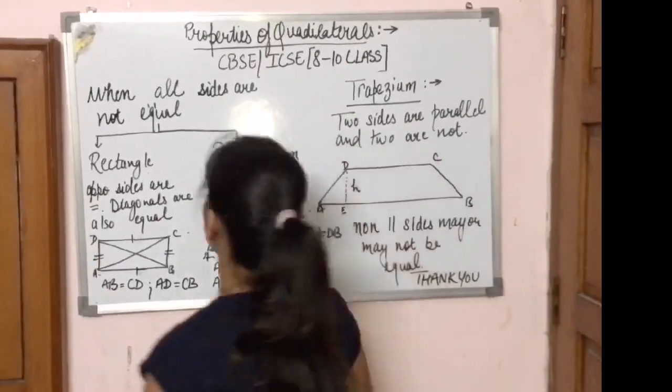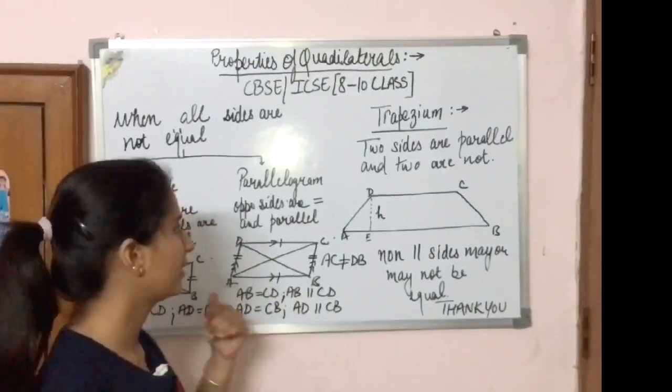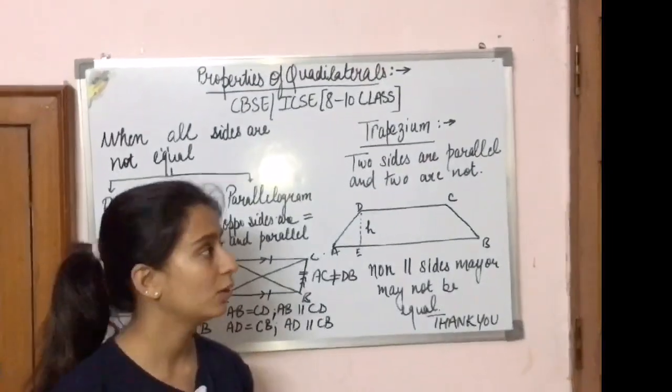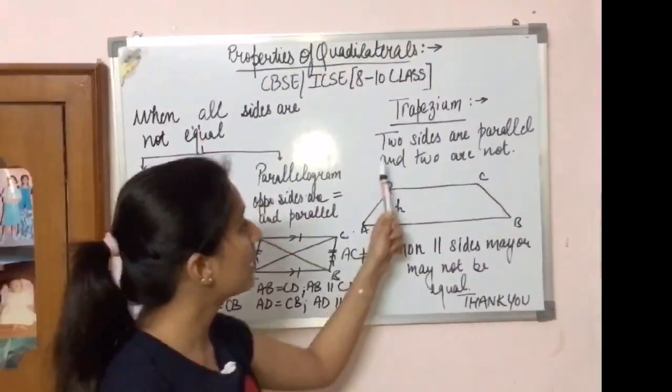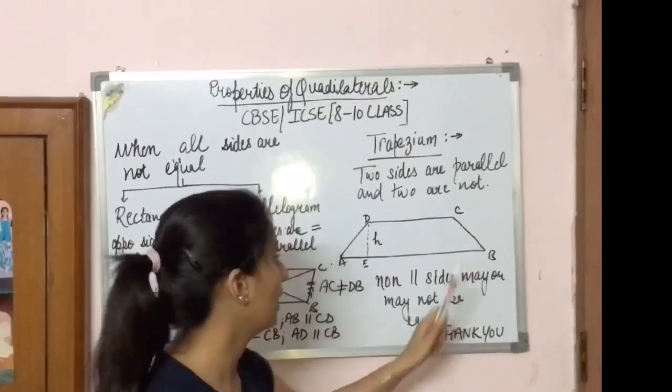The last type of quadrilateral that we are left with is the trapezium. Trapezium does not fall in the category of equal sides or non-equal sides. Trapezium is independent of itself. Trapezium has two of its sides parallel. That means CD will be parallel to AB.